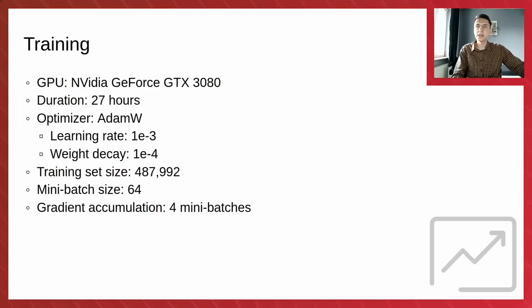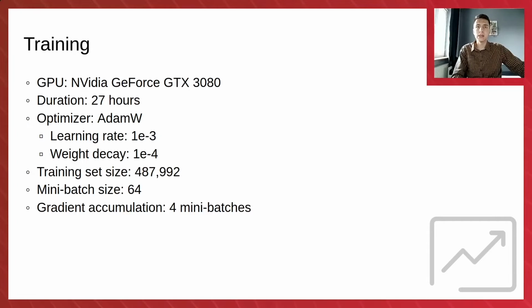The training process was conducted on an NVIDIA GeForce RTX 3080 GPU and took roughly 27 hours. Cross entropy was used as a criterion. To improve generalization, weight decay was applied with a value of 1 to the power of minus 4. Because of applying weight decay, AdamW was used as an optimizer to avoid problems that occur while using vanilla Adam with weight decay. The optimizer step was set to 1 over 1000.